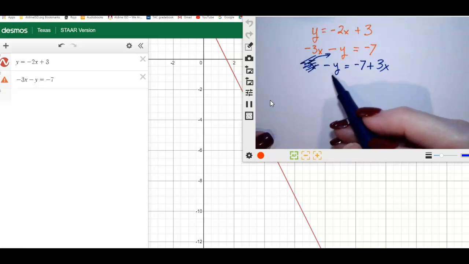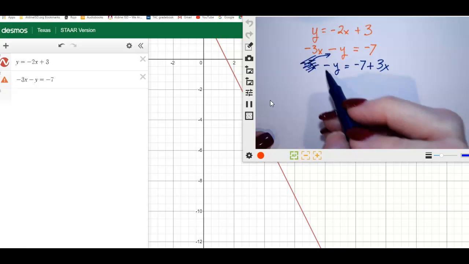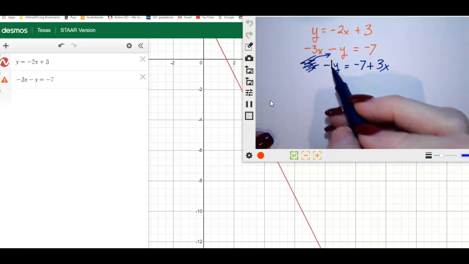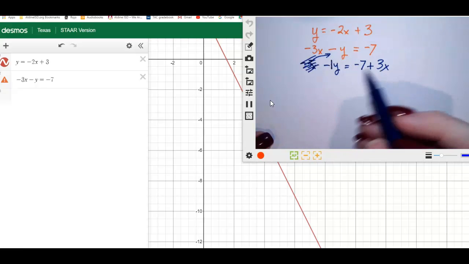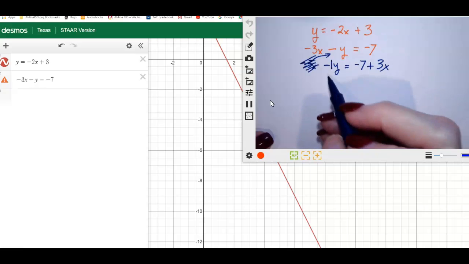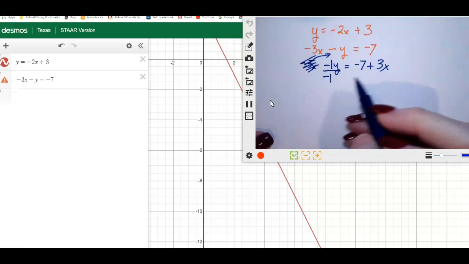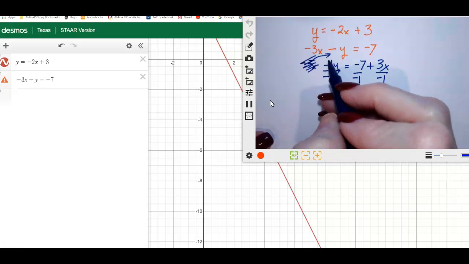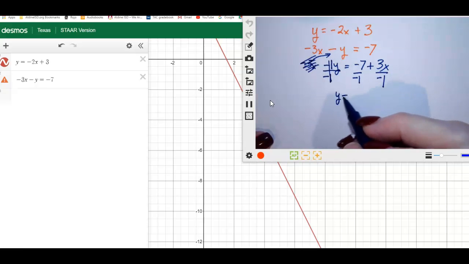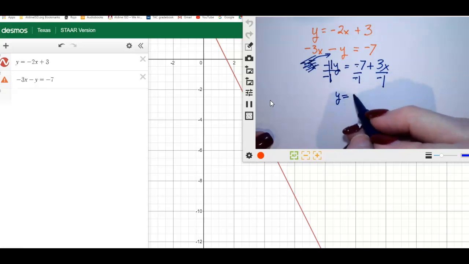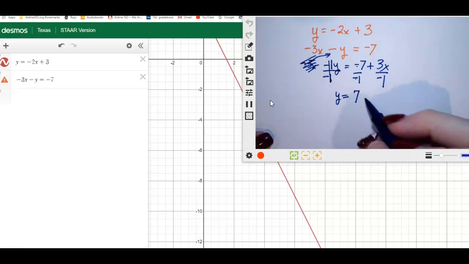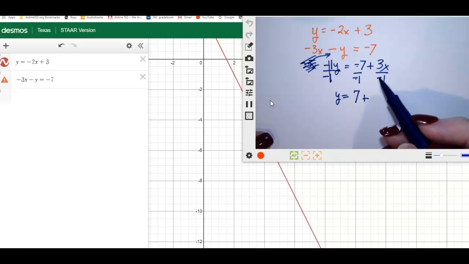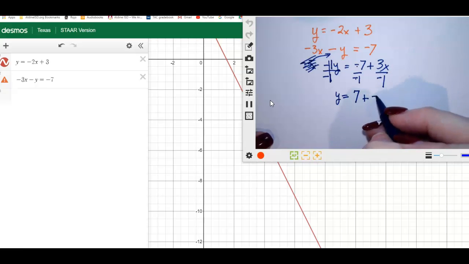Now I have negative y equals. Now remember, a negative y is really a negative 1y. So we always have to remind ourselves of that. Now we're dividing by negative 1, negative 1, negative 1. So that's y equals, well, a negative over a negative is a positive, plus, now I have a negative, don't I? I have just one negative, so I'm going to make it negative 3x over 1.